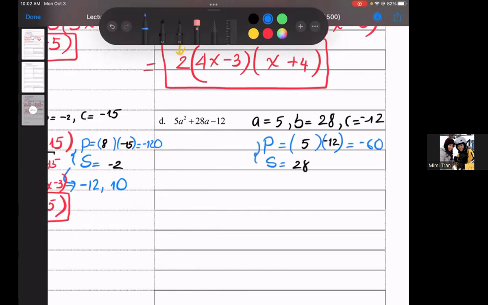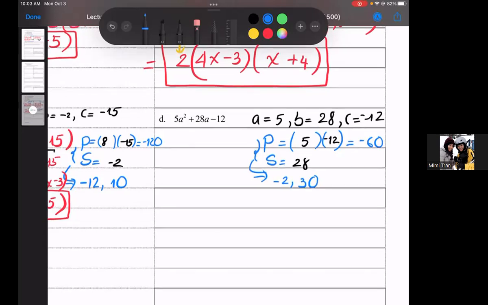Can you give me two numbers? Negative 60, 2 and 30? 2 and 30. So 2 and 30 because the combination is 28. Sign negative 2. See, one thing at a time. It's not hard. If you can break it one thing at a time, it's not too bad.